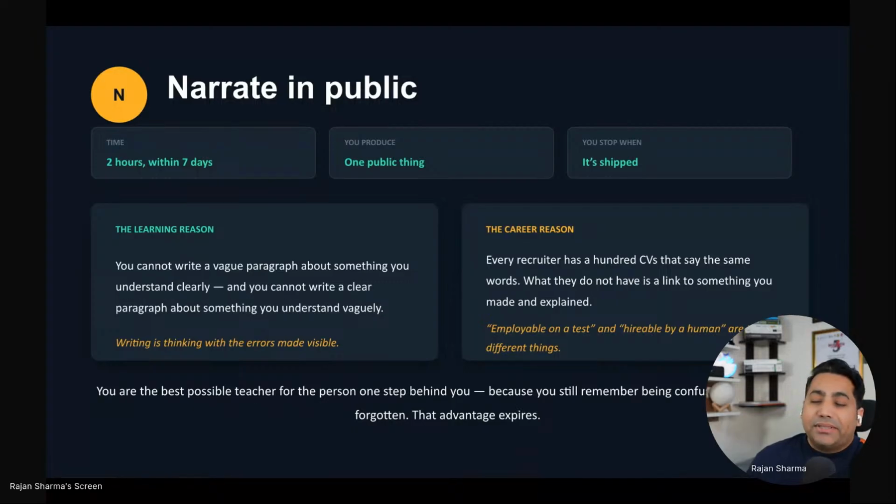And the last step is narrate in public. Whatever you have learned, the fastest way to find the holes in your understanding, and that's what I do, is to try to explain it to someone else. And every time somebody asks why, either you explain it, or if you are not capable, note it down. Writing is thinking with the errors made visible. So this is how you will fix it.